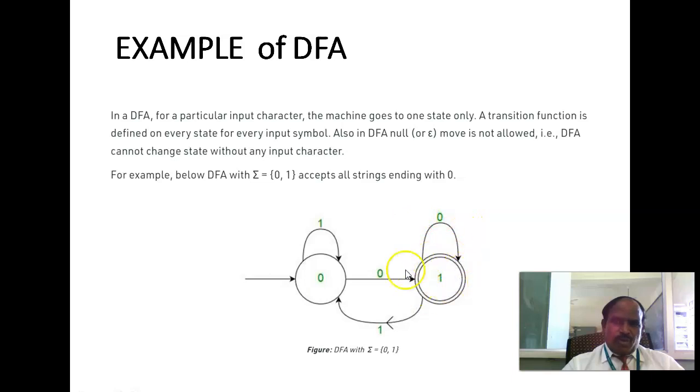We will go for the 1 to 1 circle. Suppose the input 1 is given in the Q1 state, again we go to state 0. So similarly, it repeats for all the inputs of 0 and 1, and the input is accepted if it ends with 0. This is a sample finite automata.